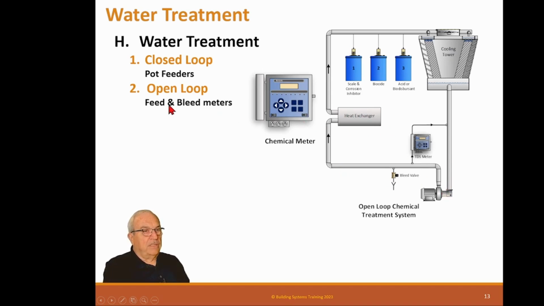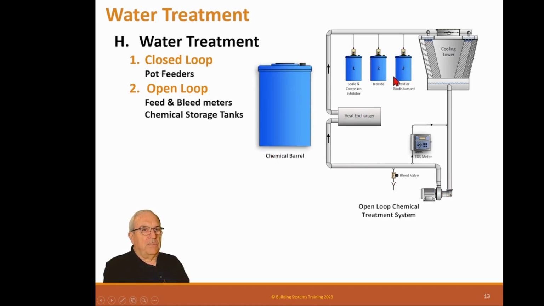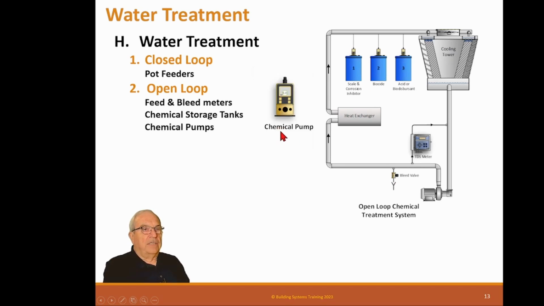And then the feed and bleed system is when this is in the bleed mode, it turns on the chemical pumps. And these are the barrel drums, normally 50-gallon barrels. And then we have chemical pumps. And with these chemical pumps, you adjust the stroke or the speed of them to adjust how much chemistry they're going to put in while they're on. And this meter just turns them on and off when this bleed valve's on.